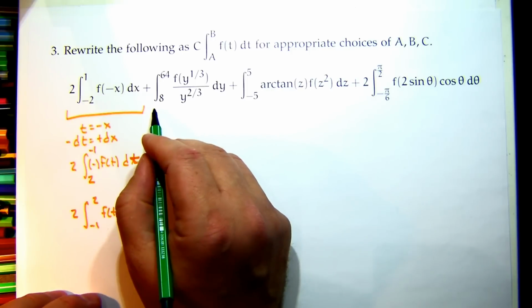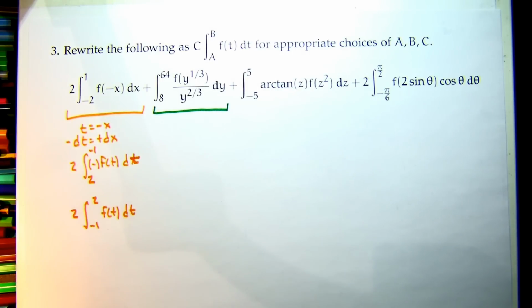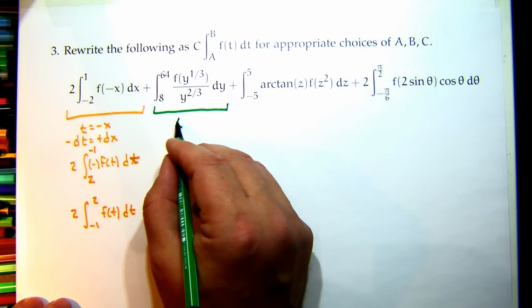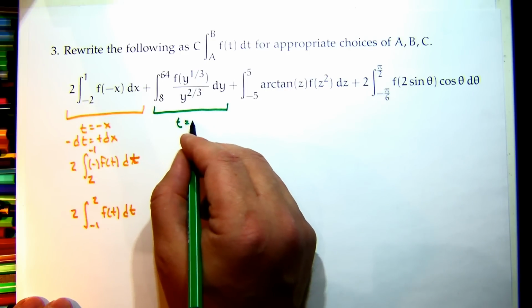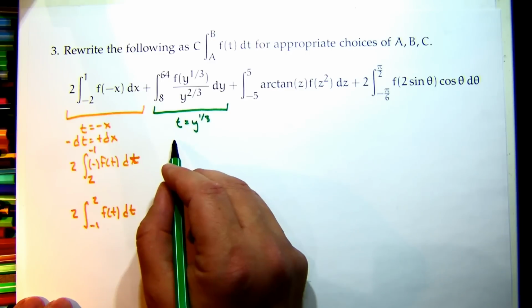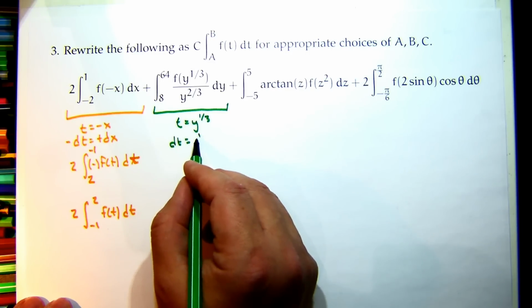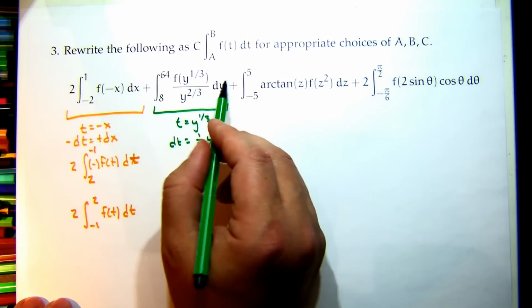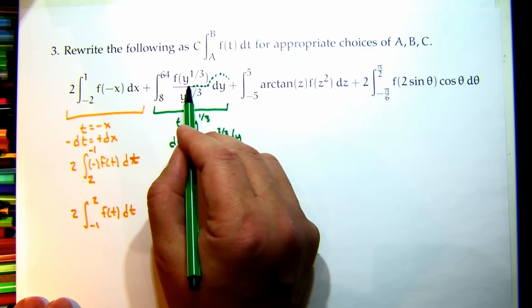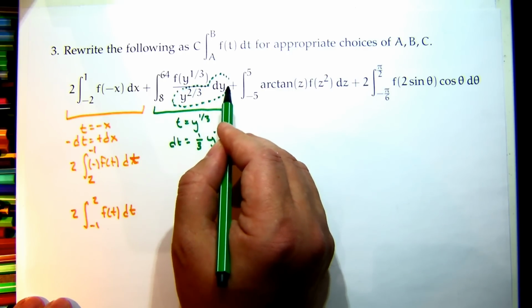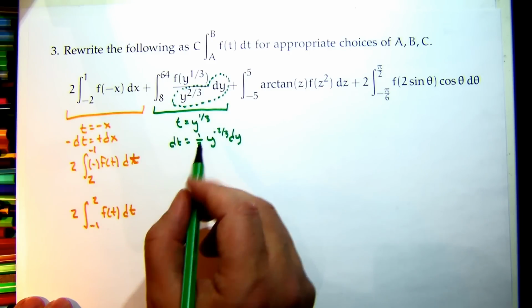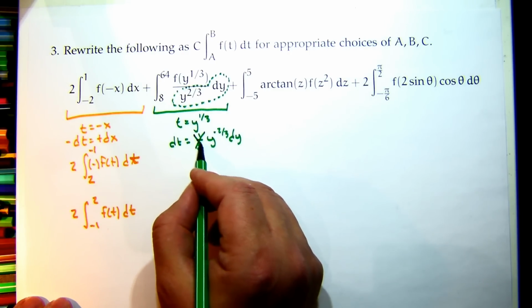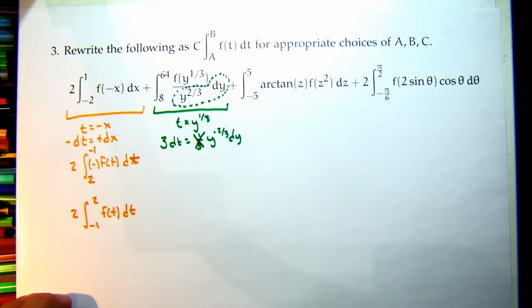So the next one, what can we do? What's the right substitution? Well, I want f of t, so t equals y to the 1/3. So what should dt be? 1/3 y to the minus 2/3 dy. Now, if you look, I have y to the minus 2/3 dy, because that y to the 2/3 downstairs is y to the minus 2/3, which is great. I don't have a 1/3, but I can do the following. I can move the 1/3 across. So 3 dt is y to the minus 2/3 dy.